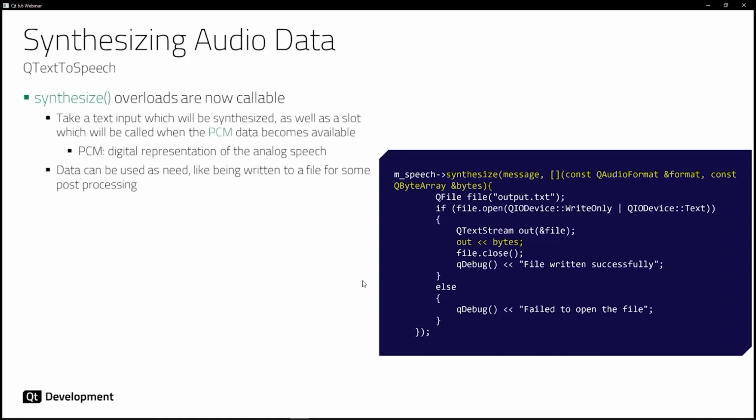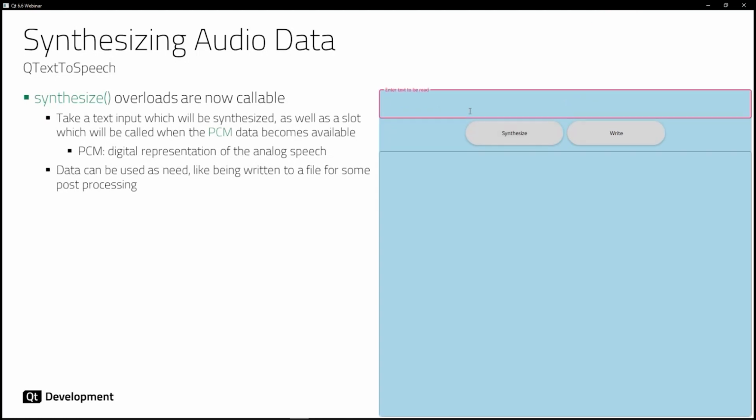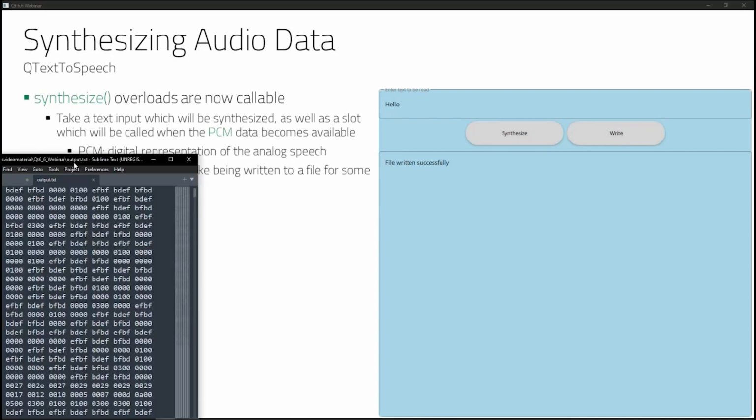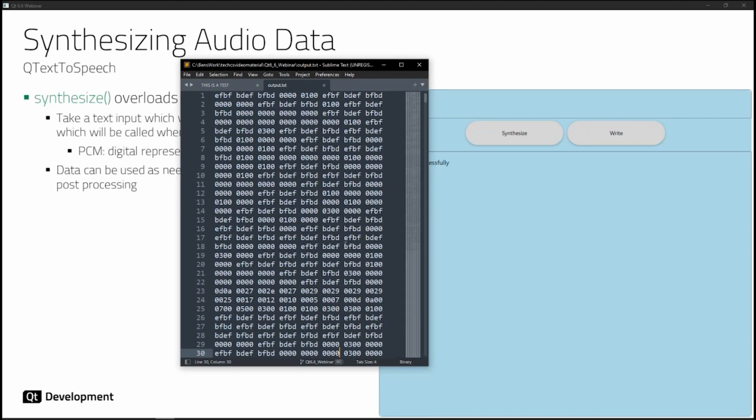So in our example here to the right, we can see we're calling the synthesize function with a lambda function, and then we're going to take the data, which is stored in this bytes variable, and write that to a file, and that will be containing the PCM data. So if I flip this over, type in the word hello, click on synthesize, and then write, we can see our file's been written successfully. And if I take a look at this file, we can see we've got our PCM data stored in a text file, as can be seen right here.